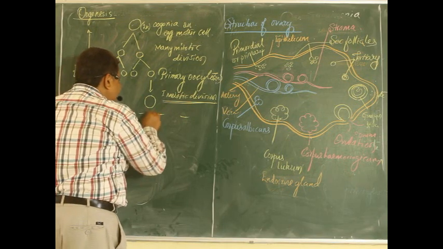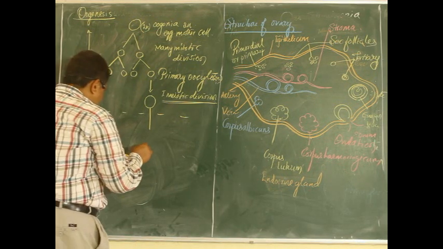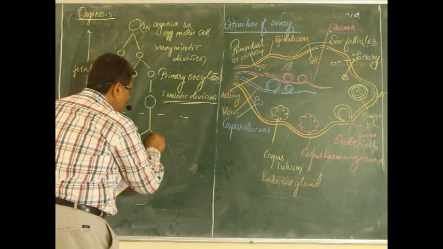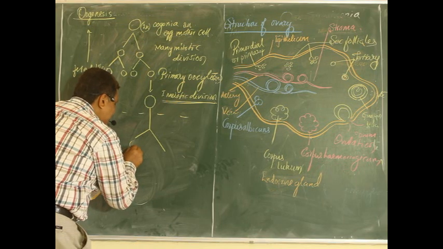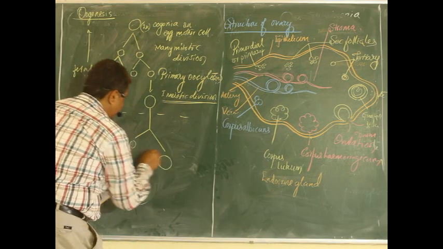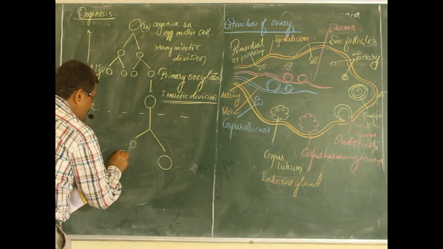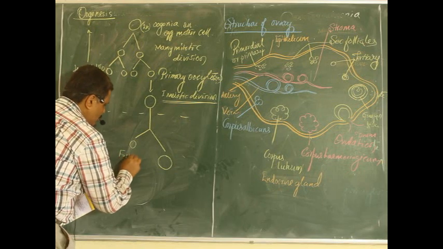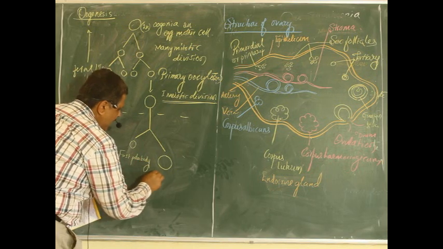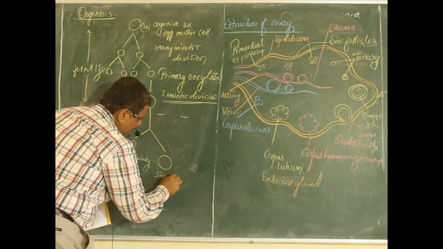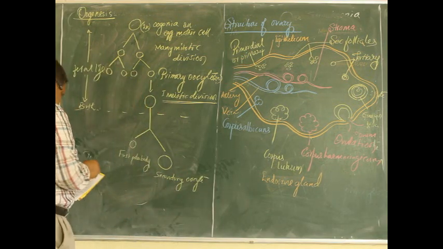Then what happens? Later, in puberty, after birth, the completion of the meiosis takes place. That is, unequal division of the ovum takes place to form first polar body and secondary oocyte.